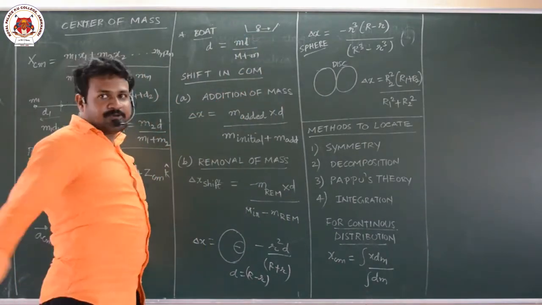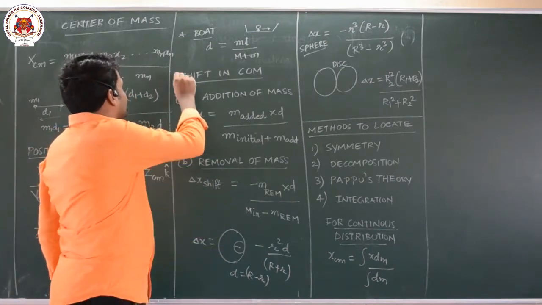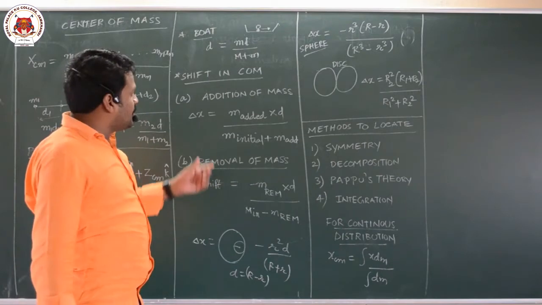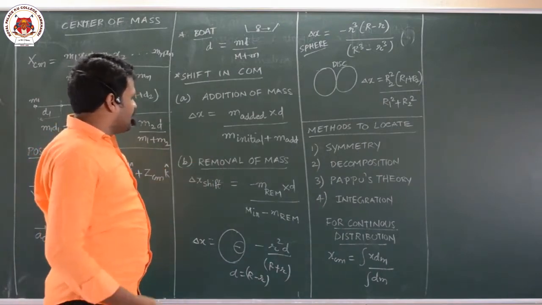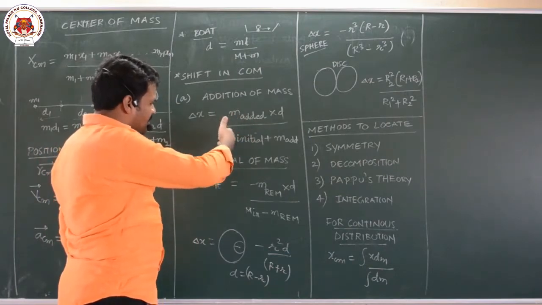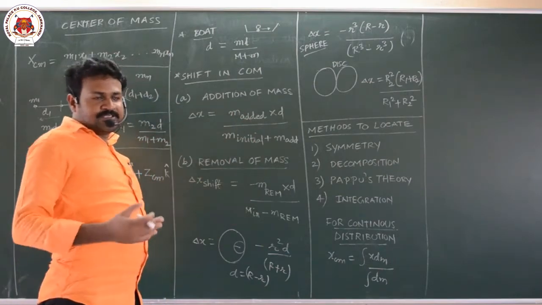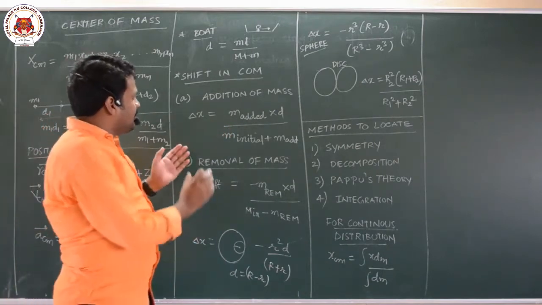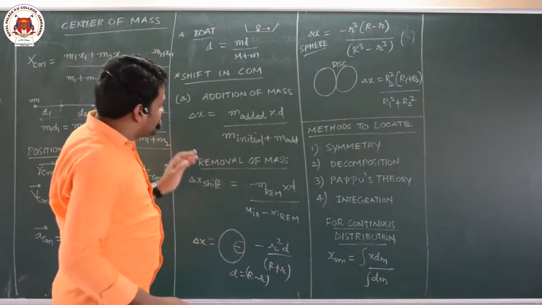Then comes the shift in the center of mass. This is one of the important concepts in center of mass. In this type of question, sometimes they will add mass. Suppose there is a system already, a system of particles or a regular body. For that we will add some mass. Then what is the center of mass?